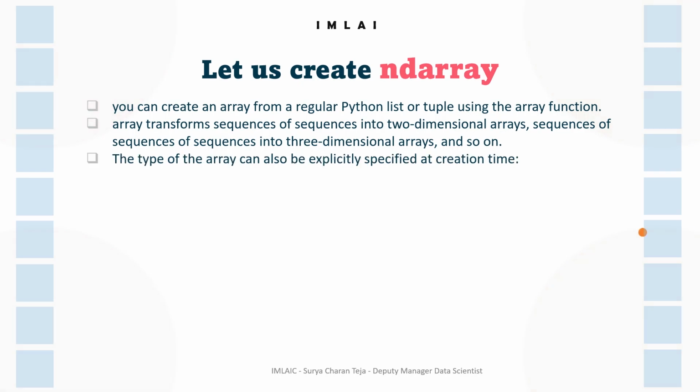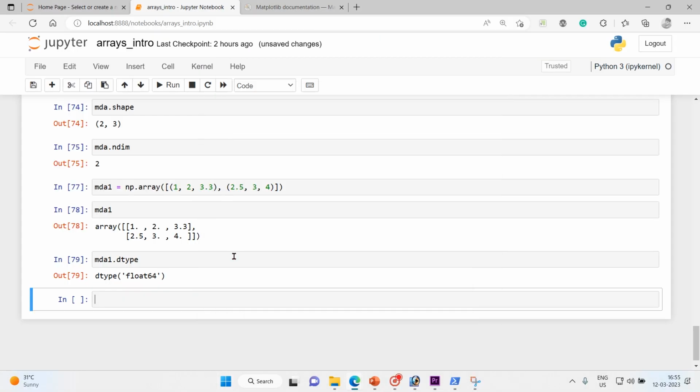So the next way of creating an ND array is by specifying the type of array. In that, we can modify the ND array. The type of array can also be explicitly specified at creation time. So let me do that for you. So specifying data type or dtype explicitly.